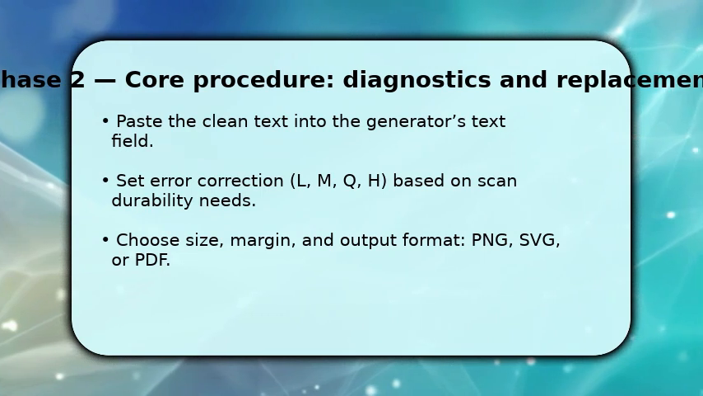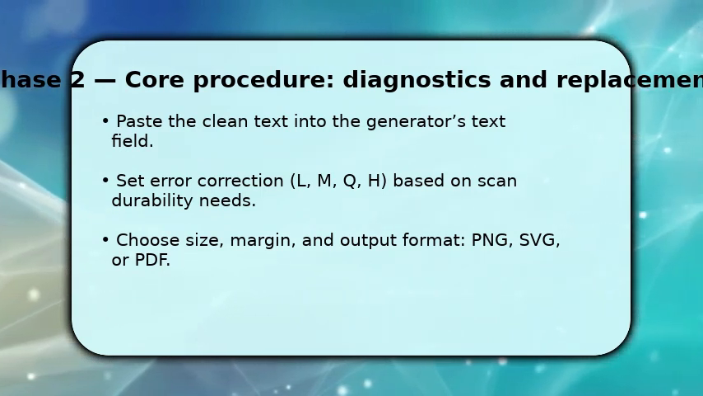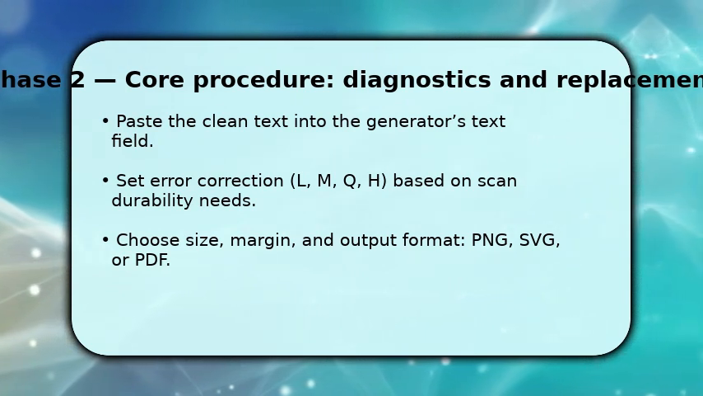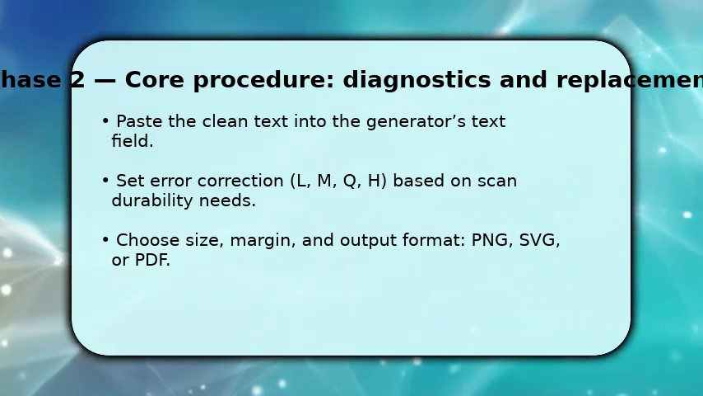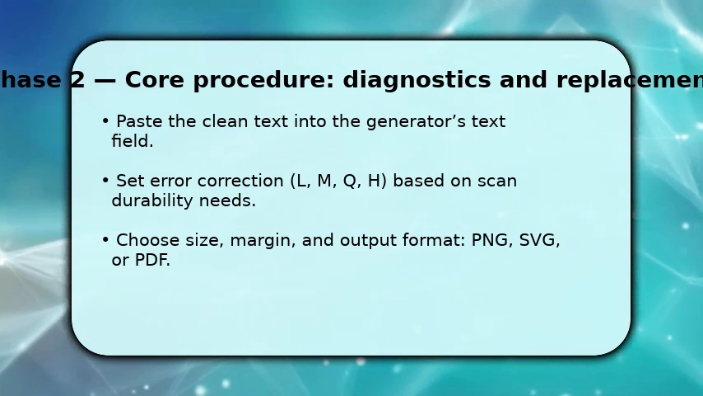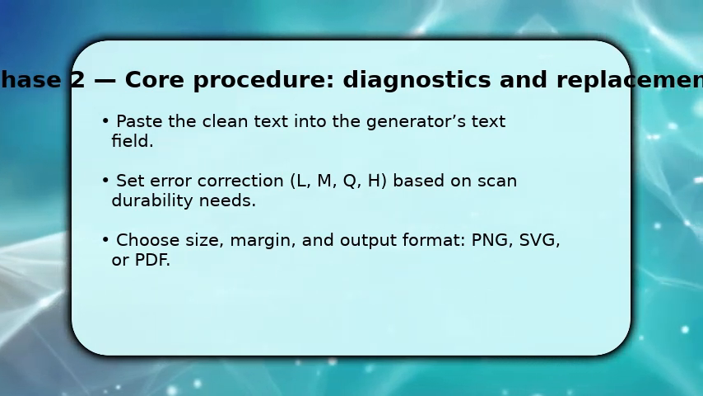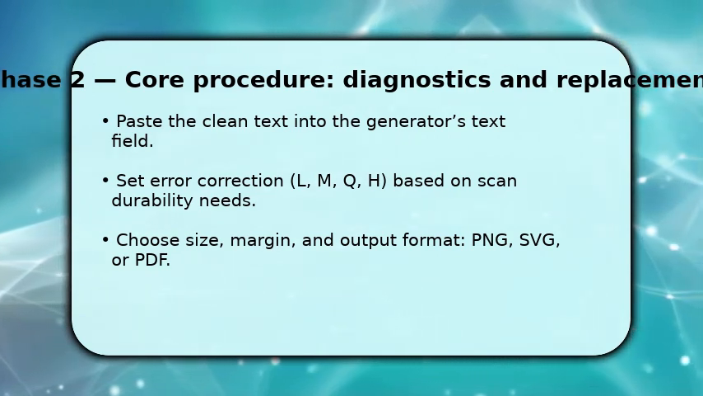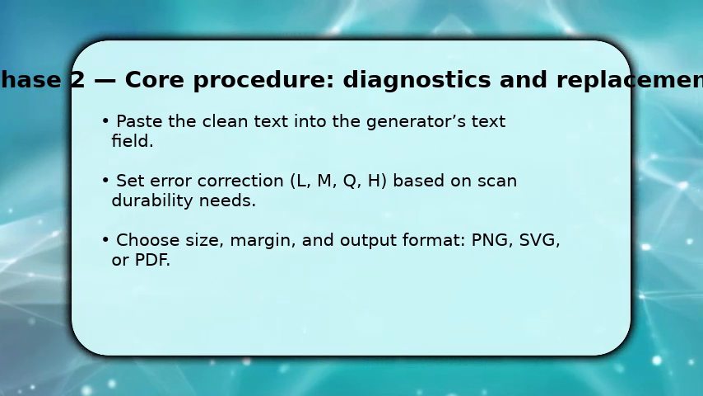Select error correction, use M for normal use, Q or H if the code might be partially obscured. Next, set the pixel size or module count so the code prints or displays at the needed physical dimensions. Larger size improves reliability. Adjust quiet zone margin to at least 4 modules. Choose output format, PNG for raster, SVG, or PDF for crisp scaling.